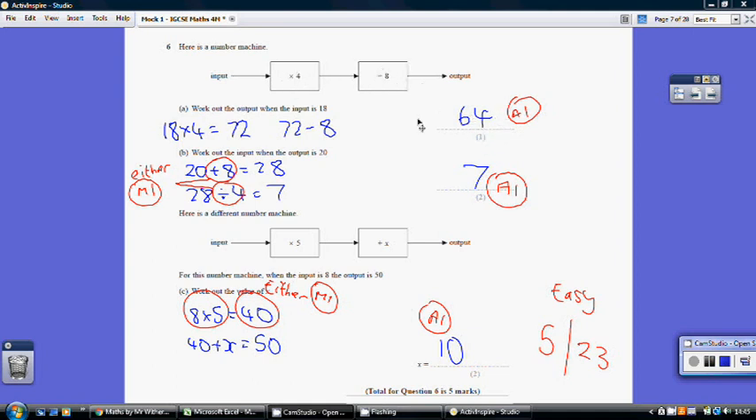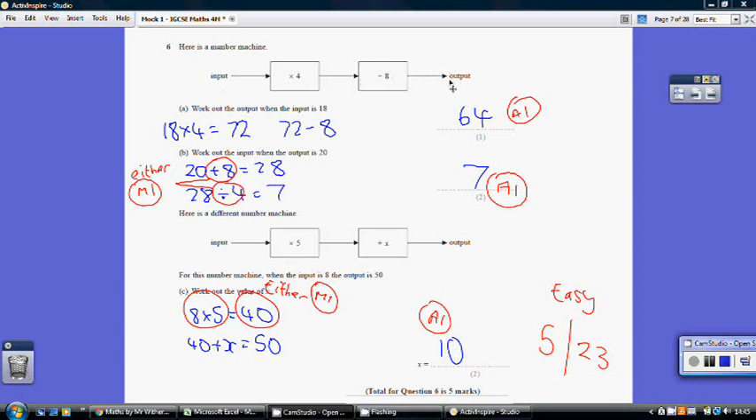That gives you 64. Now for part B, we've got to work out the input when the output is 20. So this is going the other way. We're going from output to input. So we're putting the 20 in here and we're going the opposite direction. So we have to do the opposite operation.